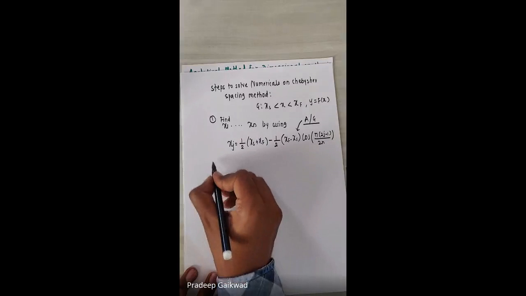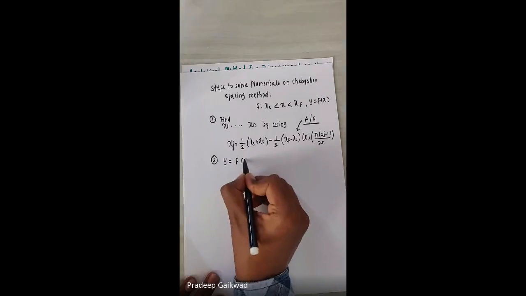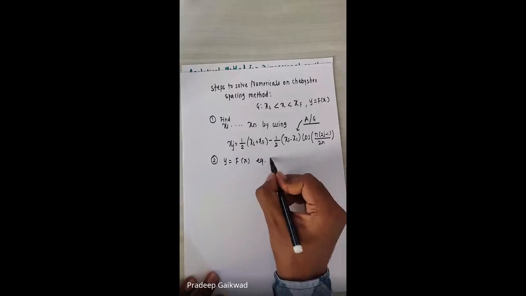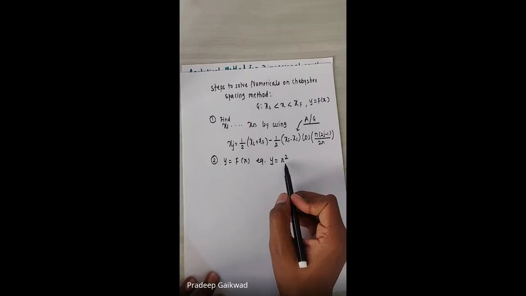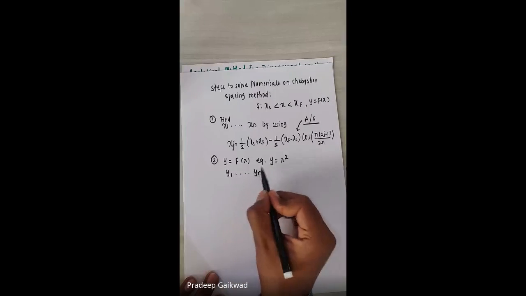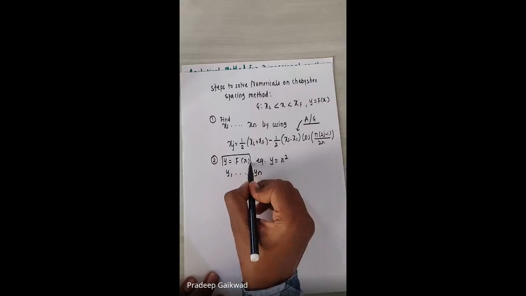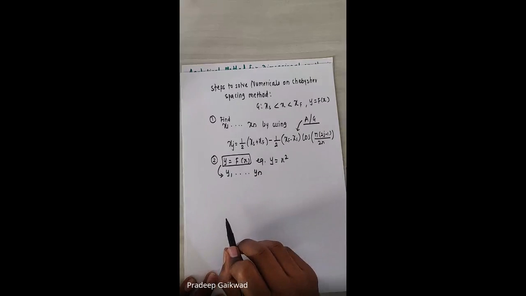Then in the second step, as we know, y is equal to f of x is known to you. For example, let's say y is equal to x square is given. So the values of x1, x2, x3 are known to me, and I'll get the values of y1 to yn. So by using y equals f of x, we can determine y1 to yn.